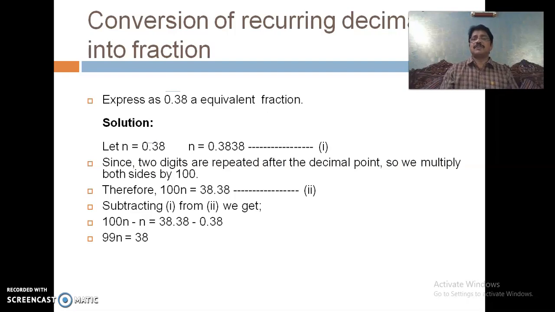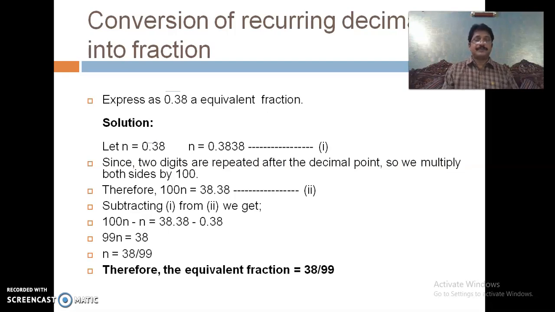I will give a small tip, the simplest way without doing all these steps. So 0.38 bar. Here remove the decimal part and write only the digits, that is the number after the decimal, that is 38. Under the bar, how many digits are there? Two digits. For each digit you write a 9, so there are two digits, so 99. Write 38 as the numerator and 99 as the denominator, that will be 38 by 99. In this manner, you can very easily convert a recurring decimal into a fraction.